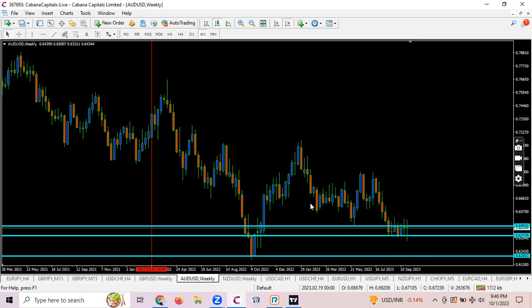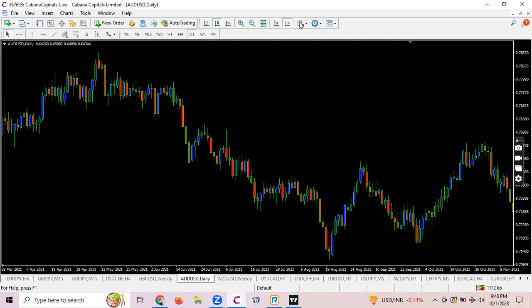Remember, the market is dynamic. Trend can change anytime from bearish to bullish. Okay, so that is it for Australian dollar USD. Let's see what we have on 4 hour.